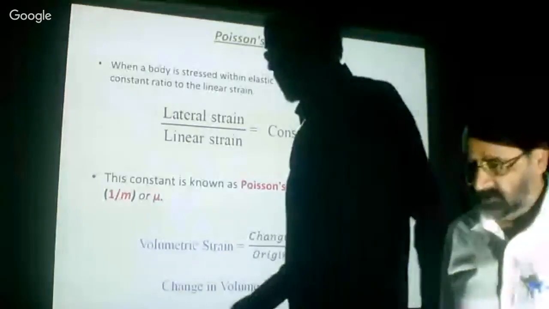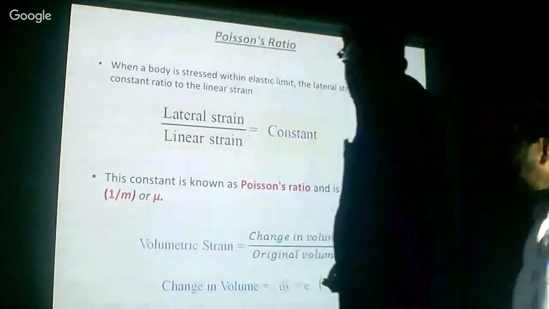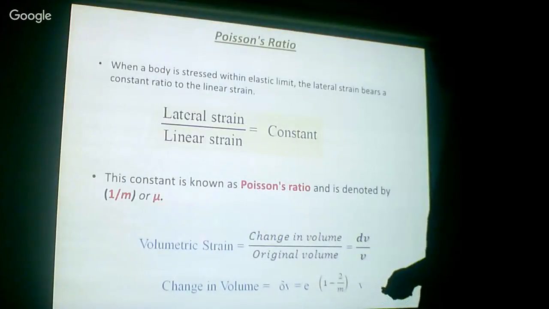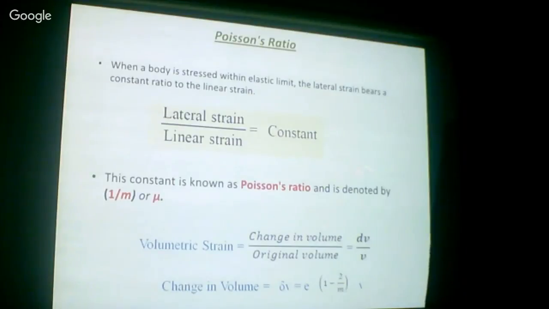And similarly, now this is the same thing we have done. And also volumetric strain, change in volume by original volume, that is delta V, the change in volume, over the original volume of the material. This can be calculated. The minus sign is because if the linear dimension is increased, the lateral dimensions are decreased, and in the reverse direction, the opposite. So there is a derivation, but it is not necessary to discuss much about this.